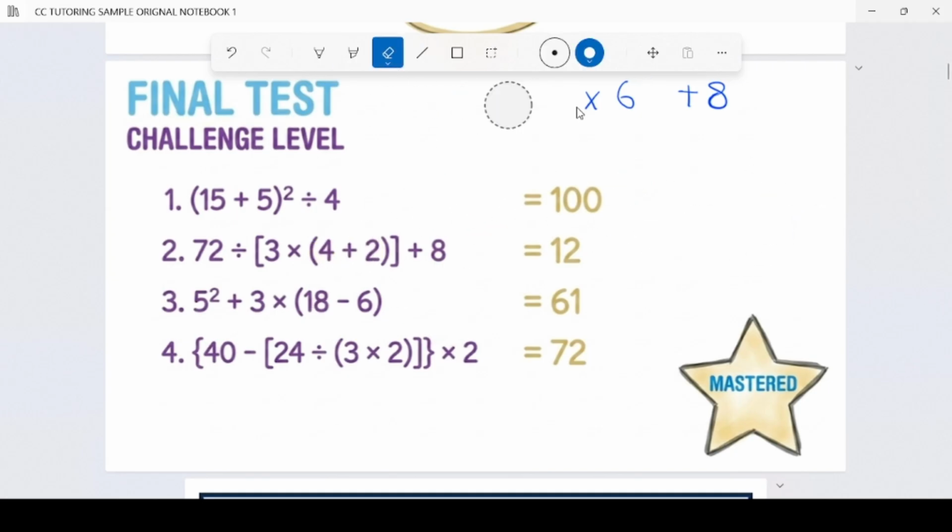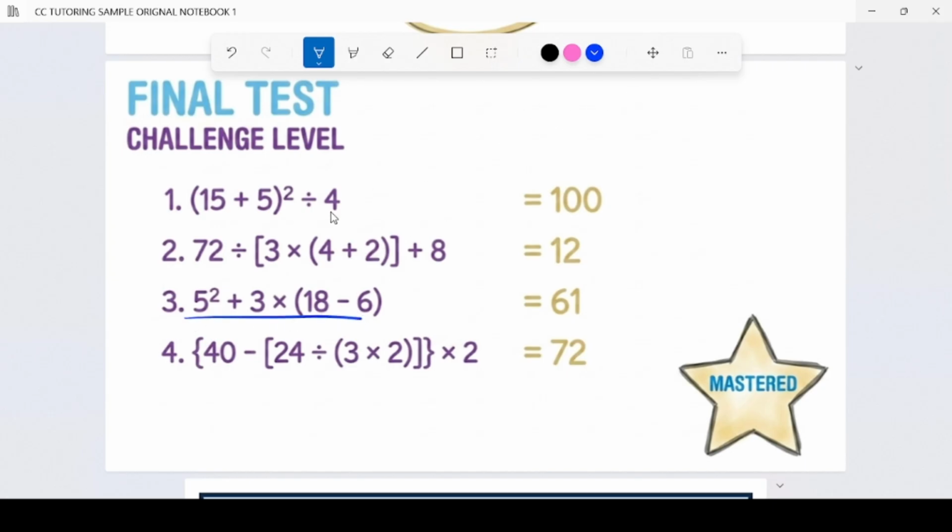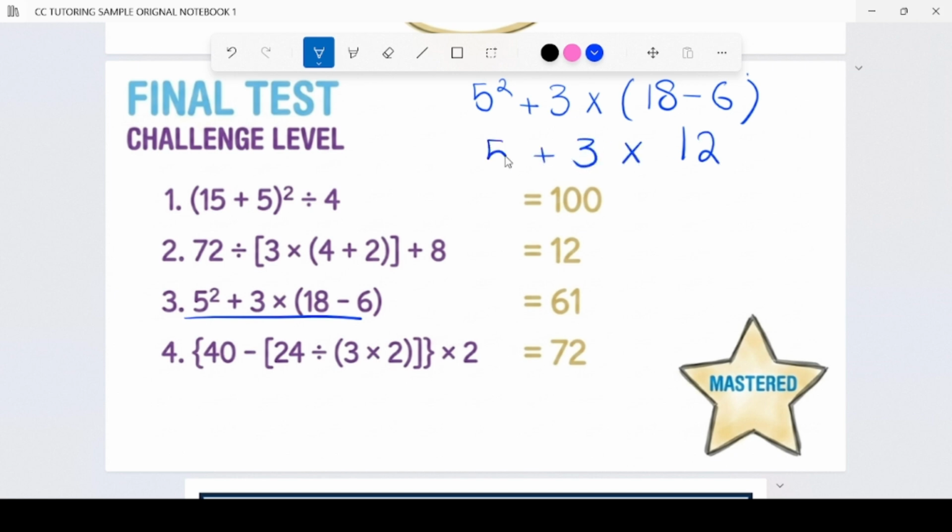Okay, I'll solve this one as well for you. 5 squared plus 3 multiplied by the bracket 18 minus 6. We'll tally it as well. First of all, we'll solve 18 minus 6, that is 12 in the bracket, multiplied by 3 plus 5 squared. The second thing that we'll do is solve this according to BODMAS.